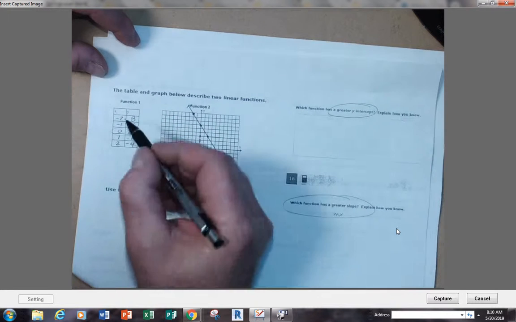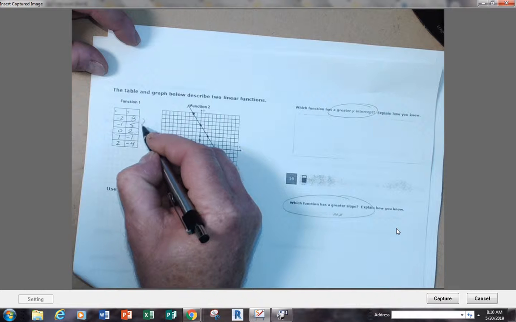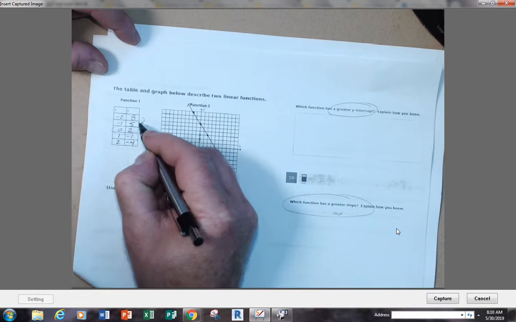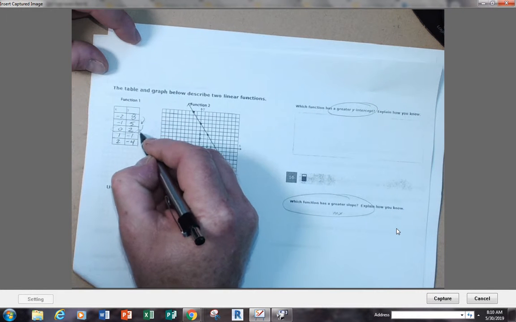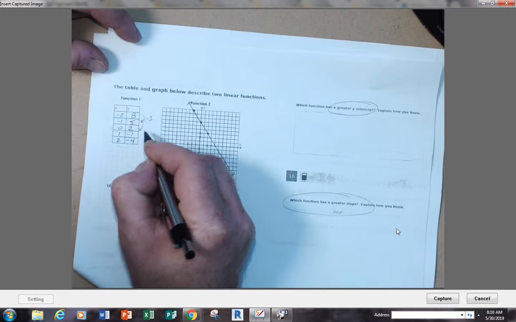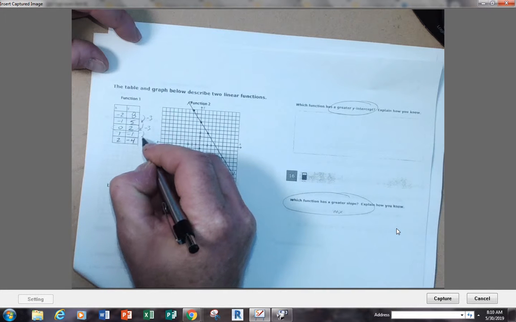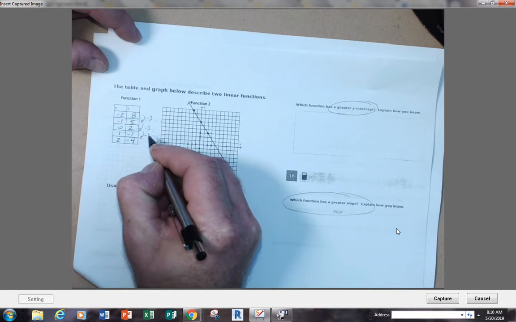Then you need slope. For a table, it's the rate of change from the y numbers, and you can see this is going down by 3. That's a little trickier, going down by 3. So this one has a rate of change, m, of -3. That's my slope number. That's going to go right here for slope.